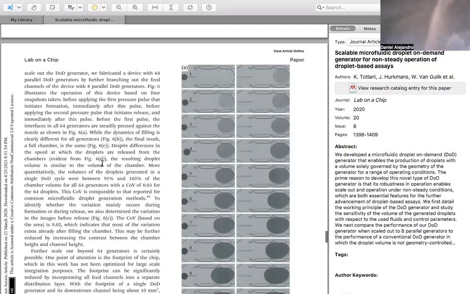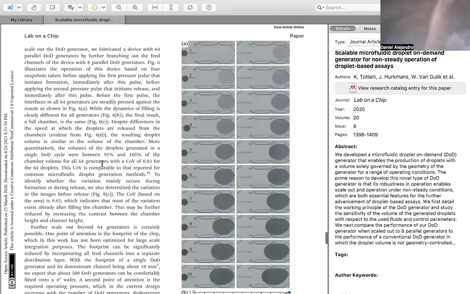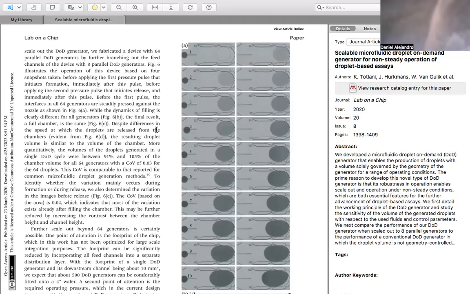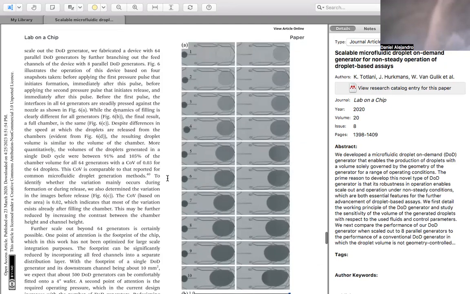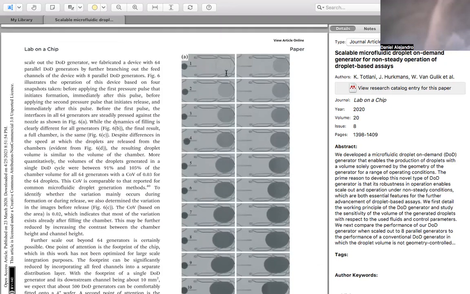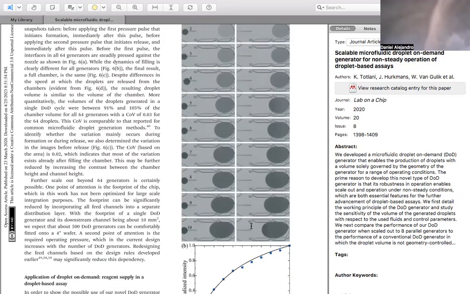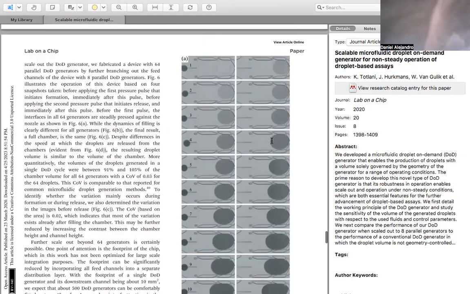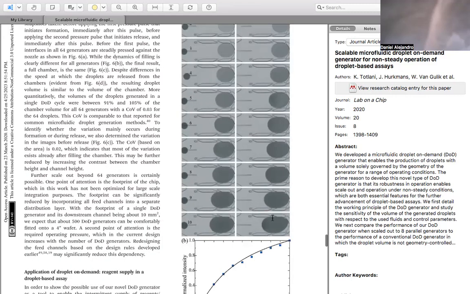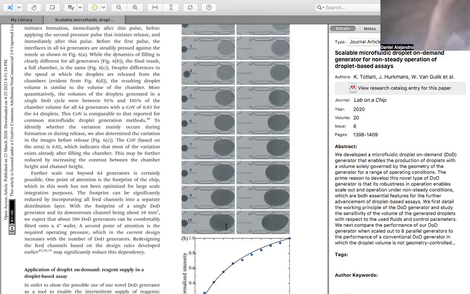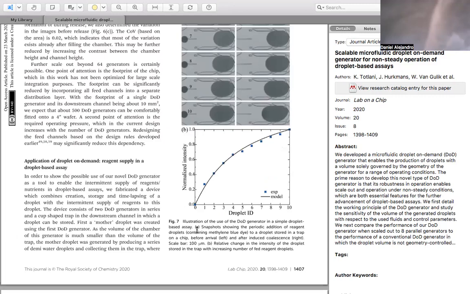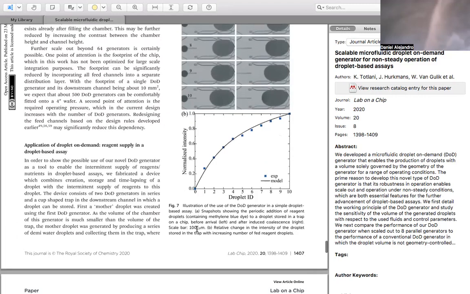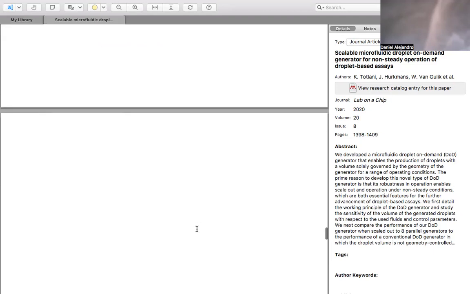Also, they tested the storage design, which I saw in several papers. They discuss, for example, the coalescence, and you can see here the coalescence in terms of the light. When you have a lot of coalescence, you have a darker droplet.